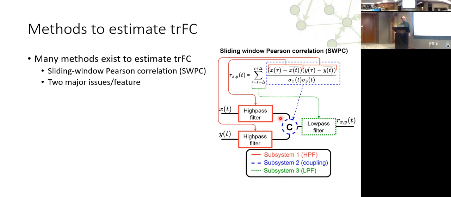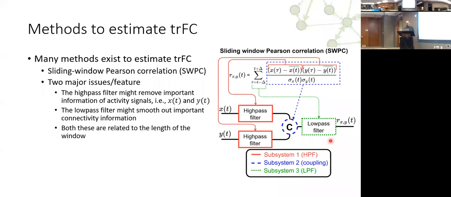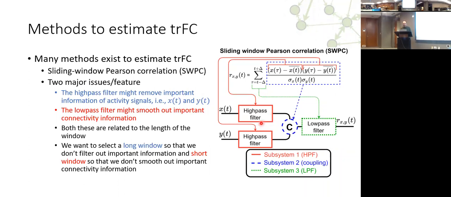It technically has 3 layers of system. The first one is a high pass filter. The second one is a coupling filter, and the last one is a low pass filter, right? It's just a combination of these. It's nothing fancy. Now, the issue that arises is that this high pass filter, if we do not select our parameter correctly, might remove important information of the activity signal, the X and Y, the node time series.